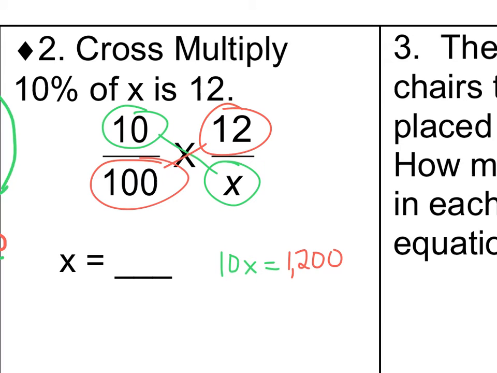So number 2, we have 10% is 10 hundredths, and we're going to say of with our multiplication there, and it's of x, so x is our total, is 12. 12 is our part. 12 has to be less than x, so we set it up like this. 10x equals 1200, and we're just going to divide both sides by 10 to cancel that out, and that's going to leave us 120 over 1, so 120. And that makes sense because 10 12s equals 120.